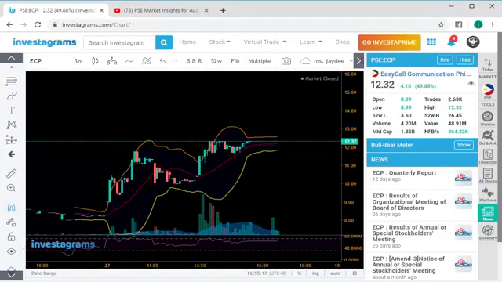So, good luck for those who are interested to join or to buy this stock, and congratulations to those who were able to get in and who were able to take profit. Okay.